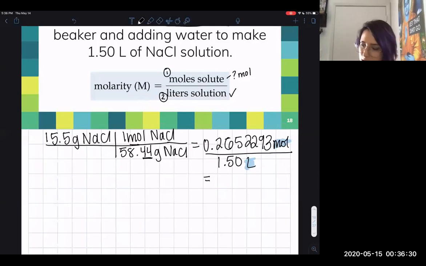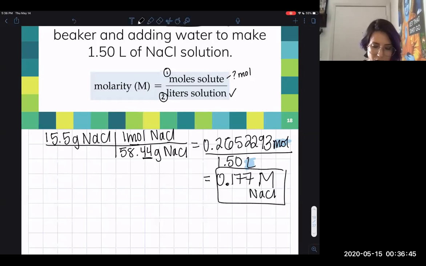So take this, just left in my calculator, divide it by 1.5, and you get 0.177. The unit is big M, and the substance is NaCl. So that's how you would write it. And you would read 0.177 molar sodium chloride. Got it? That's just the basics of how to find molarity, okay?